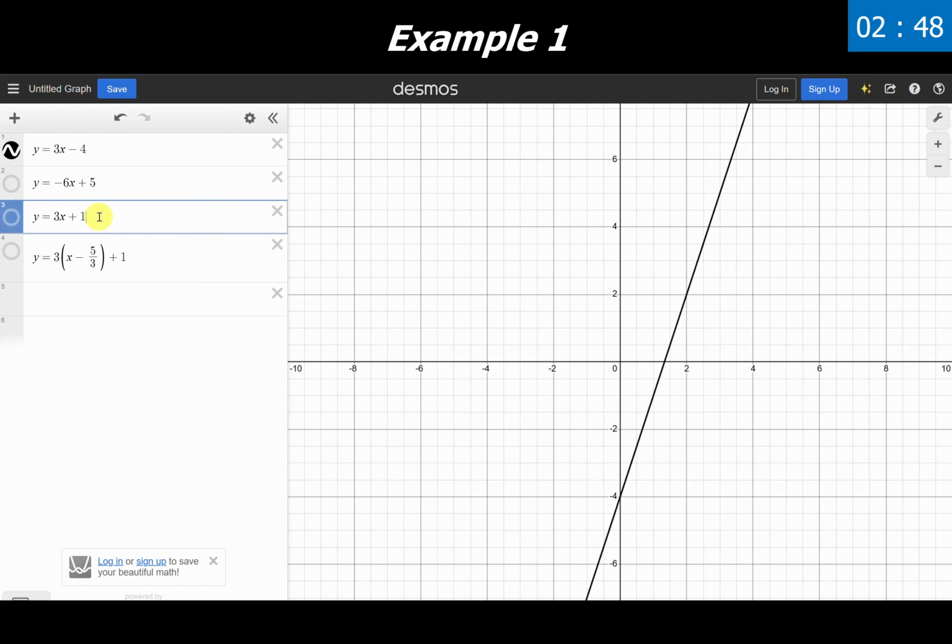Now if we look at our next example here, we have 3x minus 4 equals 3x plus 1. We did see an equation set up like that.